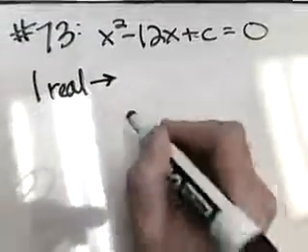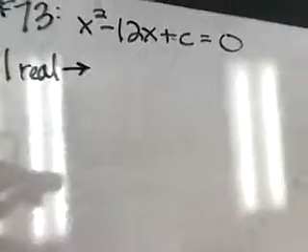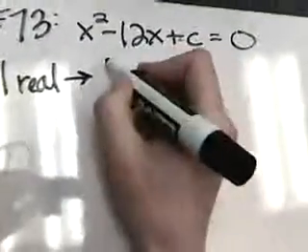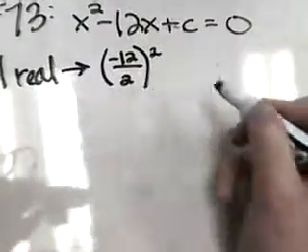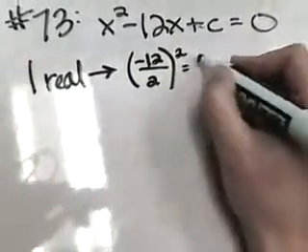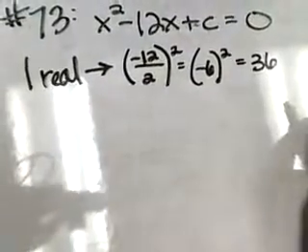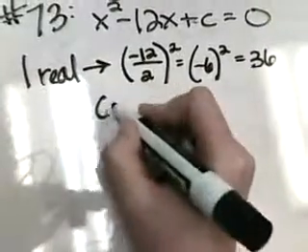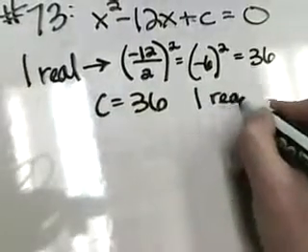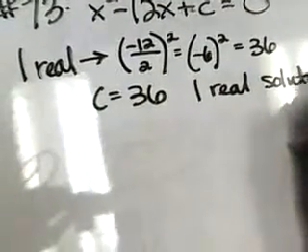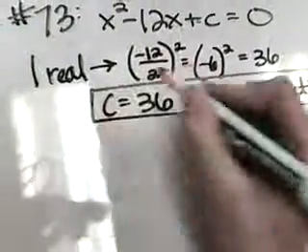Now to find my one real solution, I have to complete the square like I did in section 5. So I take this middle term, -12, divide it by 2, and square it. That gives me -6 squared, which would be 36. That tells me when C equals 36, there will be one real solution. That's one answer.